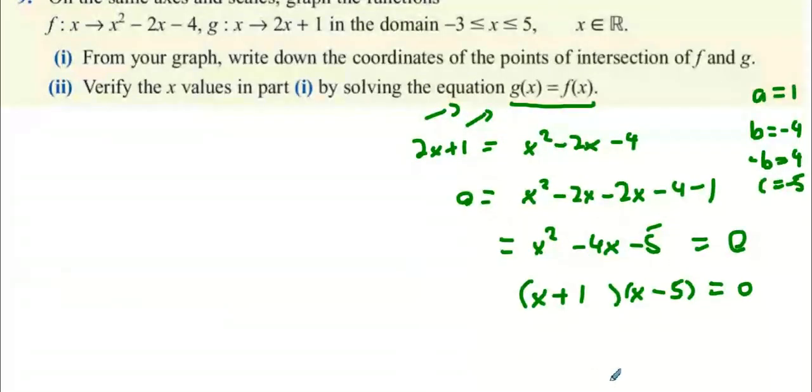Then solve them, and you're going to get x plus 1 equals 0. You're going to solve the x equals -1. You're going to get x minus 5 equals 0. And you're going to solve x equals 5. And that is that question done quite quickly.